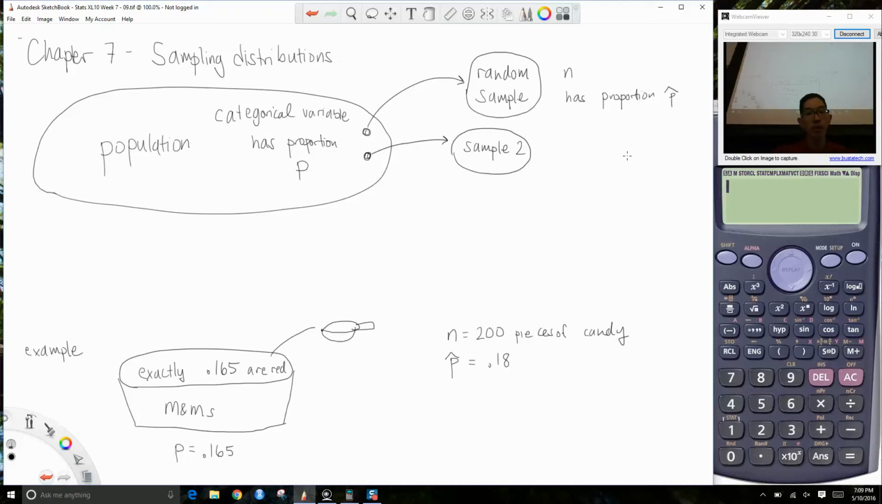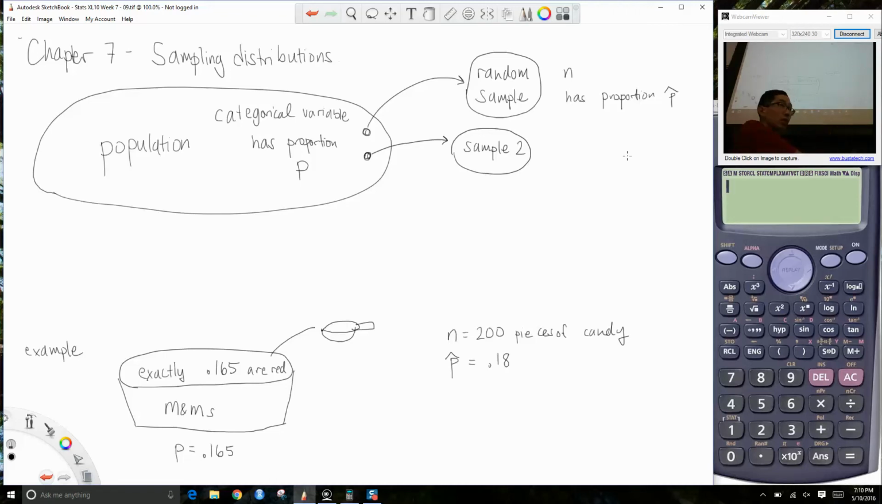Because there's like 100 pounds of candy in the tub, the proportion is with that number. The 0.65 is the number of reds, correct? The proportion of red candies in the giant tub is 0.165, and this is the proportion with the 200, right? Of the 200 pieces of candy, right?